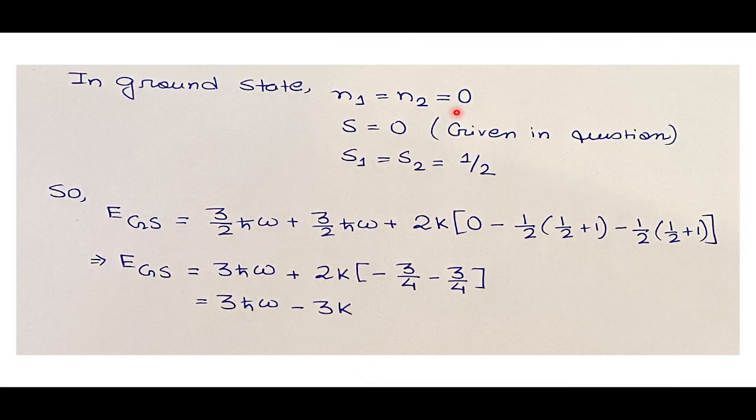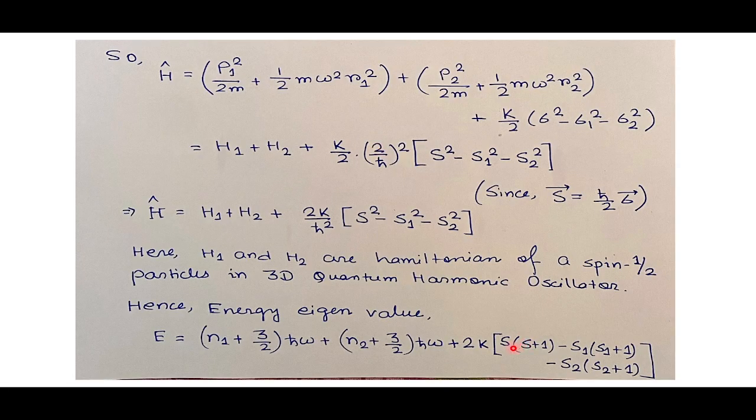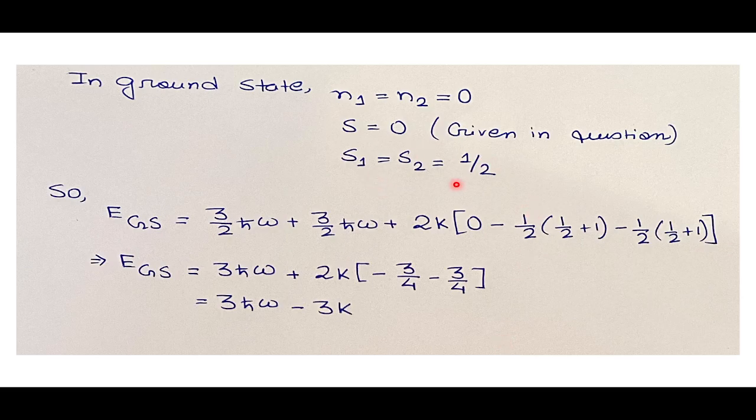So I have chosen that N1 equals N2 equals 0 and total spin is equal to 0, that is given in the question, ground state, right. So that is 0, and s1, s2 is the spin of the spin half particle, so that will be half. Just apply those values. So you will get 3 by 2 h cut omega plus 3 by 2 h cut omega plus 2k times 0 minus half into half plus 1 minus half into half plus 1. So it will give you 3 h cut omega plus 2k times minus 3 by 4 minus 3 by 4. So this will basically give you minus 3k.